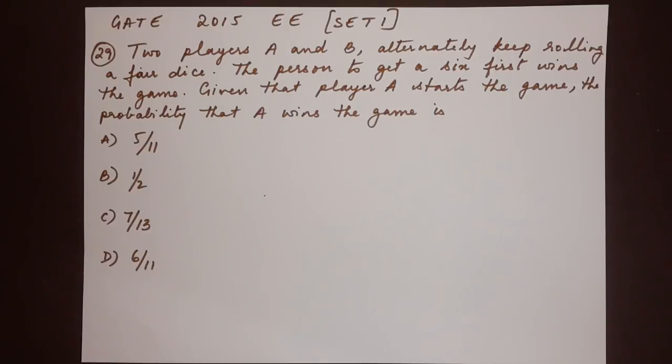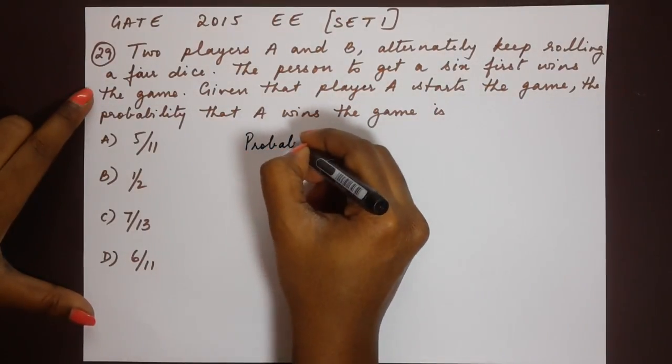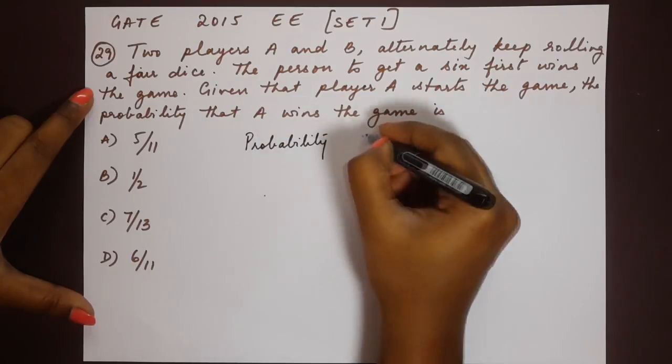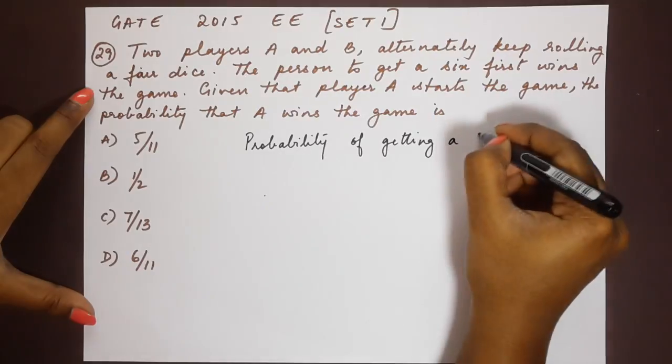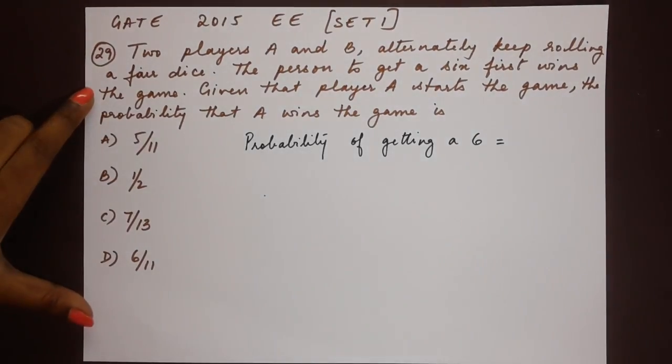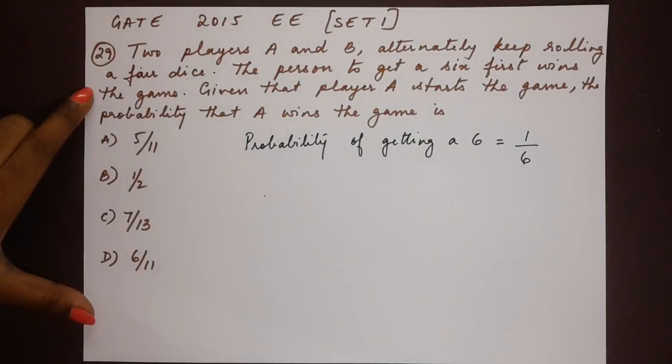Let's see how to solve this. So now first let's write down what is the probability of getting a 6 in general. Now we know that on a fair dice there are 6 sides with numbers 1 to 6. So the probability of getting a 6 is 1 by 6.